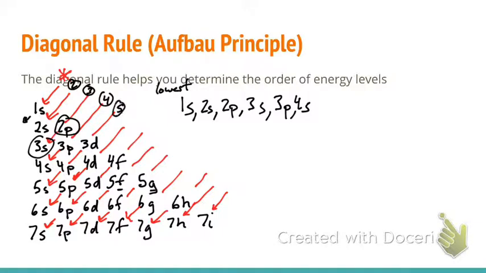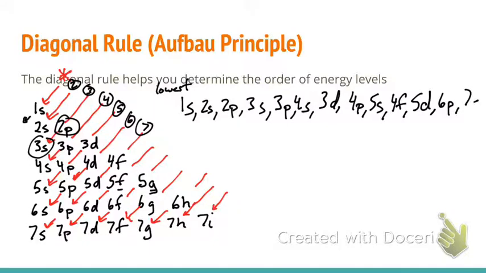And then here's your fifth: 3d, 4p, and 5s. So I just did this one. And then the next one is 4f, 5d, 6p, and 7s. Now, this is from lowest to greatest energy level. So 7s has a high energy level. We're going to stop right there. You can keep on going if you wanted to, but I just wanted to point out some interesting things.